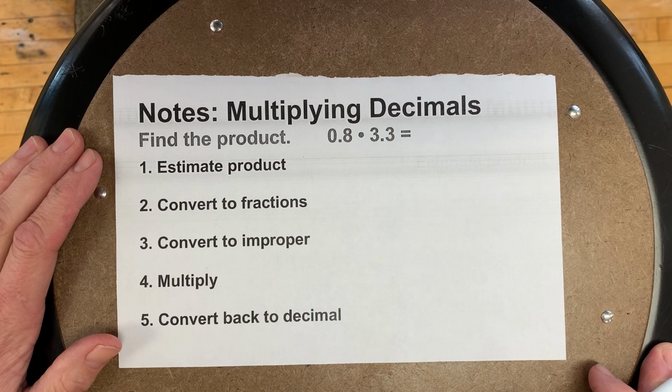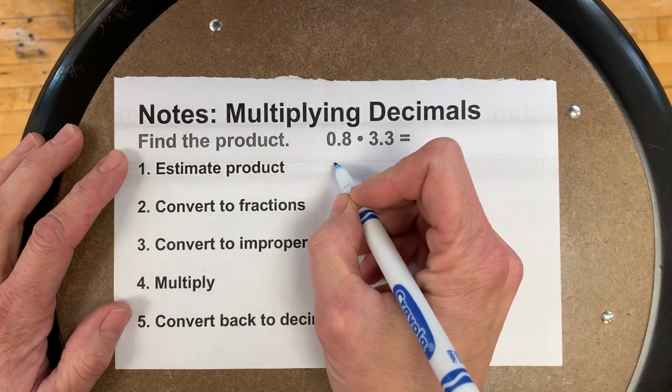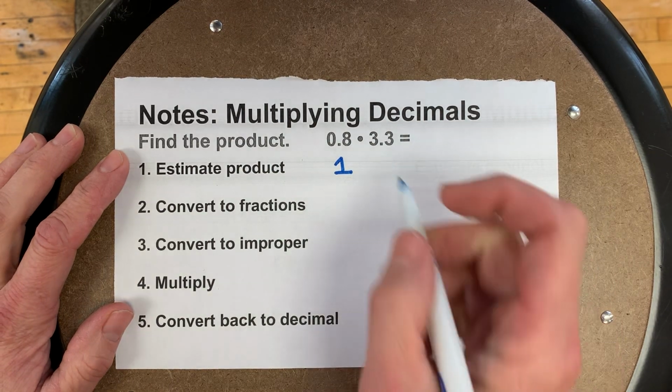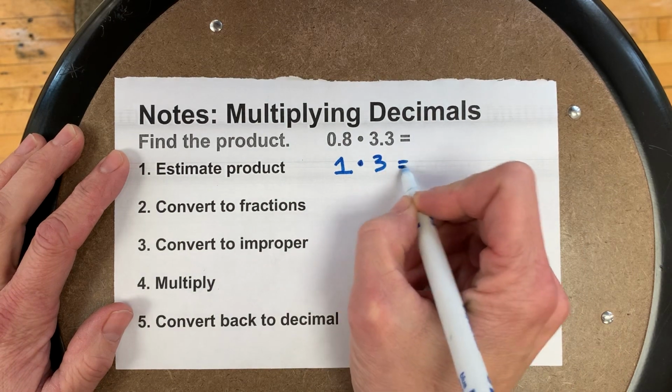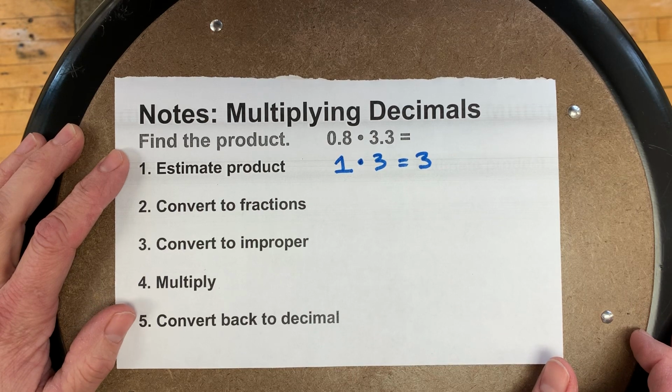So we have 8/10 first, and if we round to the nearest whole number, a good estimate for 8/10 would be 1. And we're going to multiply that by an estimate for 3 and 3/10, which on that one we would round down to 3. So a good estimate for this problem is the product 1 times 3, or 3. And we're going to come back to that at the end and make sure our answer is reasonable.